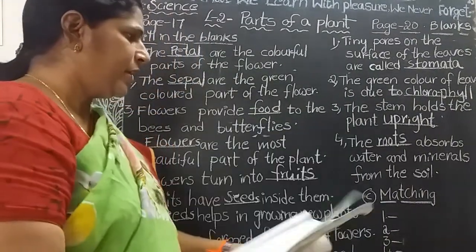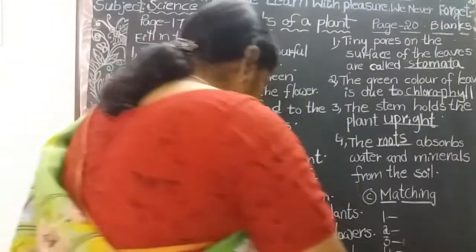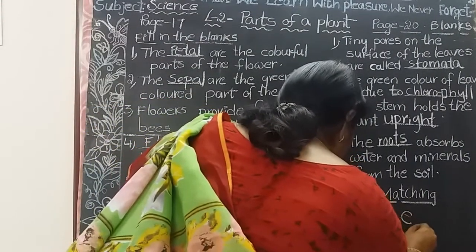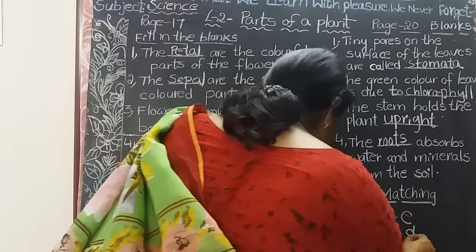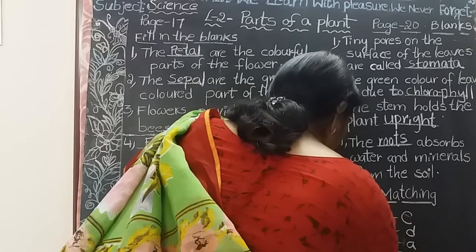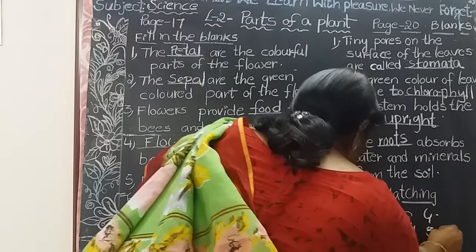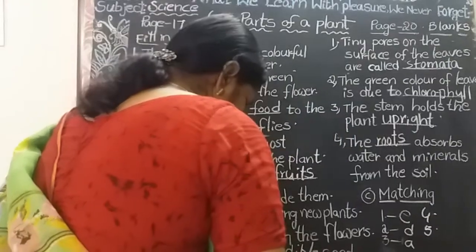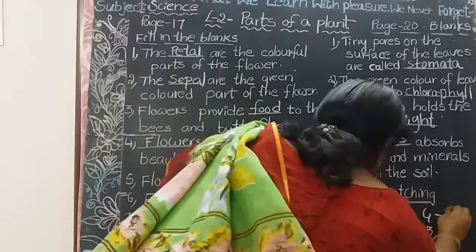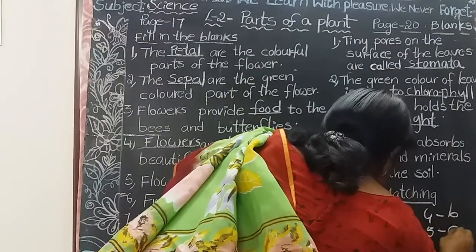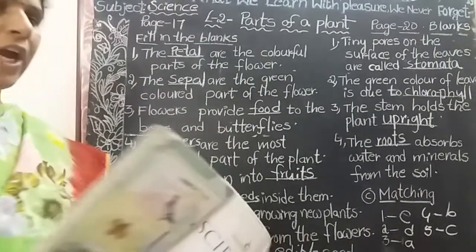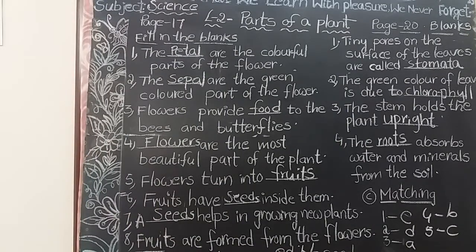Page number 20. Matching. See here. E, D. Okay, A. Fourth one, B, and fifth one, C. If you have the textbook, you have to see the textbook.